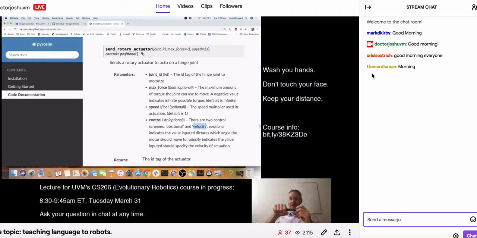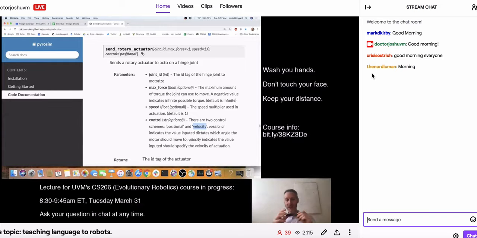If the motor neuron sends a positive value and this joint is controlled by velocity control, it will start rotating forward. If it's a big positive number, it will rotate forward quickly. If it's a small positive number, it will rotate forward slowly. If the value is zero, it won't rotate. If the motor neuron outputs a small negative number, it'll roll backwards slowly. And if the motor neuron outputs a large negative number, it will rotate counterclockwise or backwards quickly.